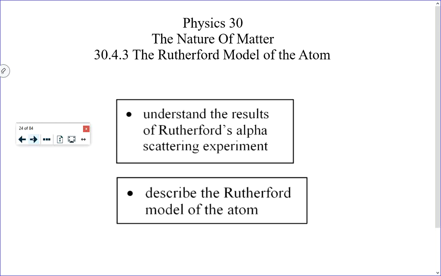So I'm trying to teach this to you in a very intuitive way, a way that just makes sense to you. We're going to understand that the results of Rutherford's alpha scattering experiment lead to an improvement on the model of the atom, and then we have to be able to describe that model of the atom. We are also going to talk today about the problems with Rutherford's model of the atom, because it's not perfect as well. And that's just an introduction to what's wrong with Rutherford's model of the atom that will ease us into the lesson tomorrow.